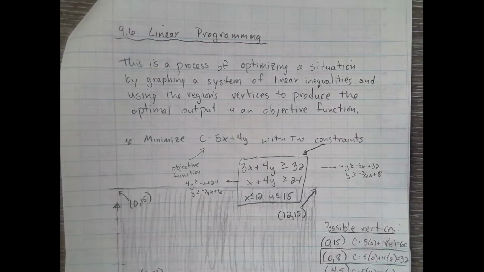All right, 9.6 linear programming. This is right out of your notes. It's a process of graphing a system of linear inequalities and using the region's vertices to produce the optimal output in an objective function. There's my lesson. Any questions? That's what you're going to be doing.